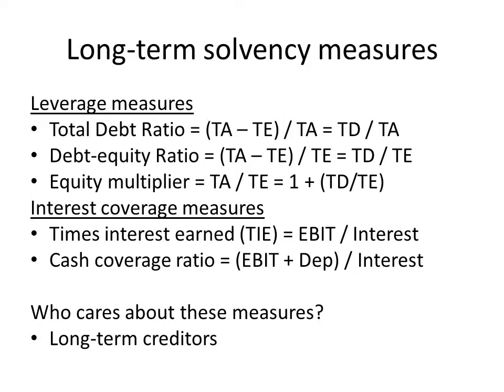So who cares about these measures? Well, long-term creditors. Long-term means anything greater than a year. These would be bond holders. If you buy a 10, 20, or 30-year bond from the company, you would be a long-term creditor. If you were a bank loaning on a 5 to 10-year time frame, then you would be a long-term creditor.